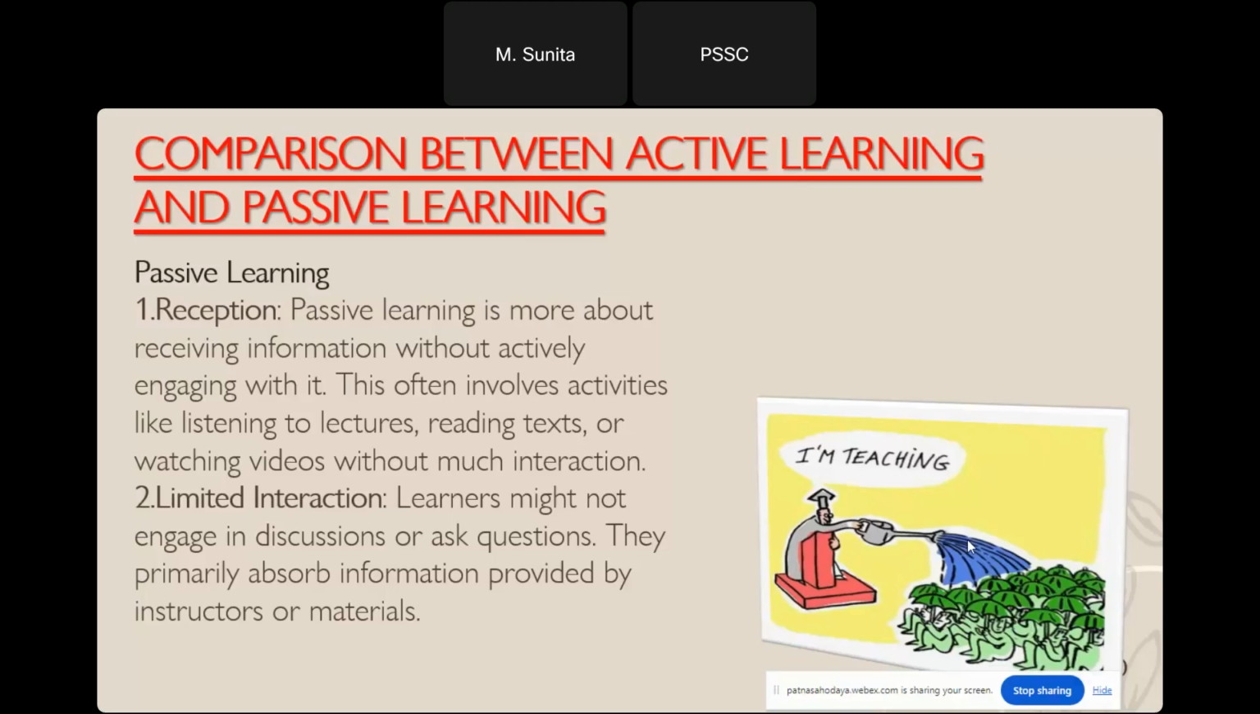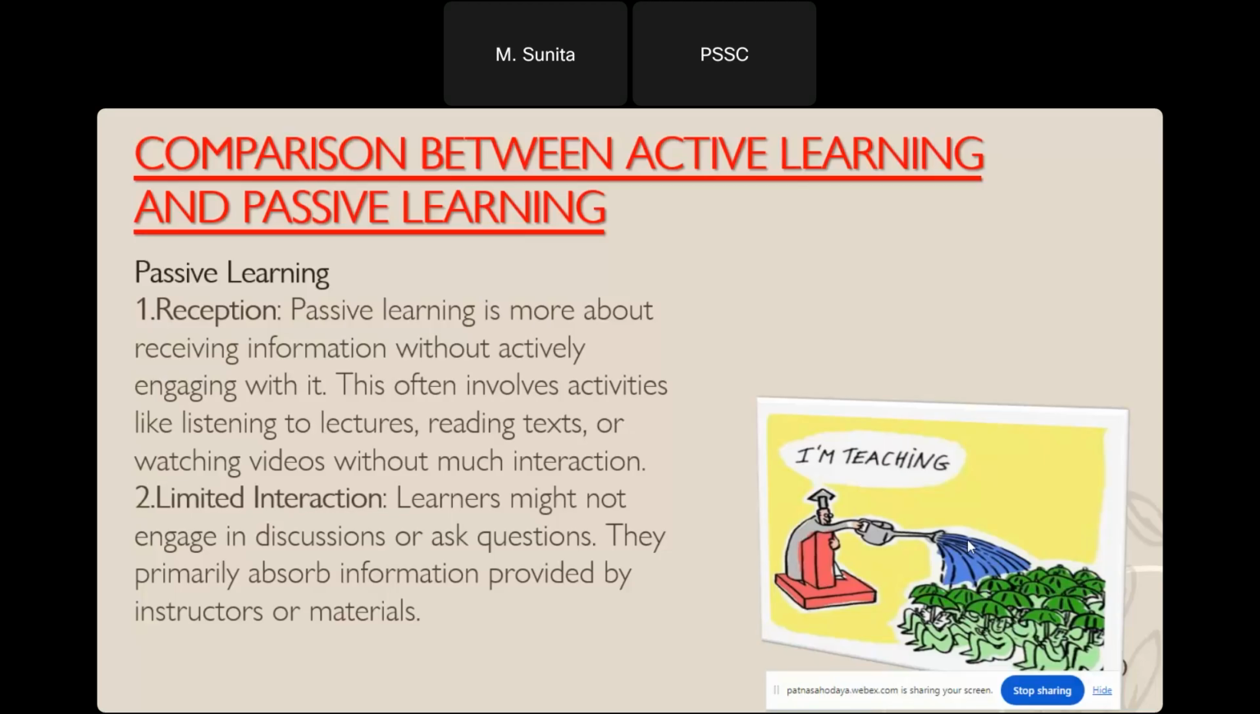That is passive learning. The first point we will see here is reception. Passive learning is more about receiving information. The children are only receiving information and not reacting to the topic in a proper way, without actively engaging with it. This often involves activities like listening to lectures, reading texts, or watching videos without much interaction. It means when the teacher is teaching, the child is not interacting with it.